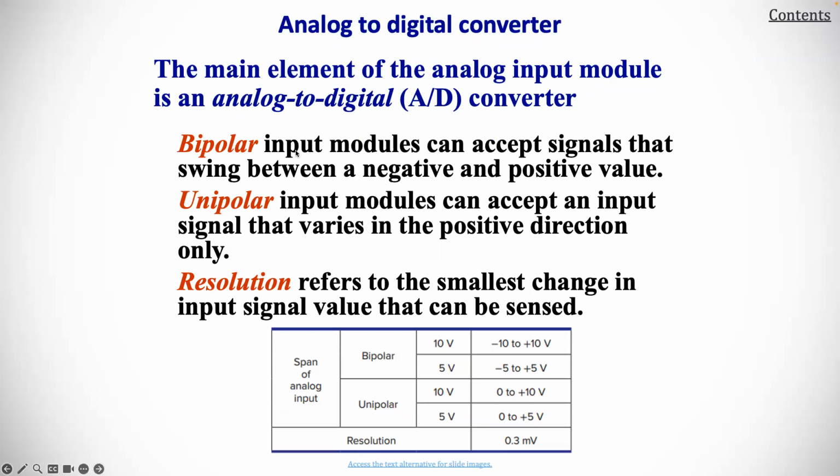Bipolar input modules can accept signals that swing between a negative and positive value. Unipolar input modules can accept an input signal that varies in the positive direction only. And then resolution refers to the smallest change in input signal value that can be sensed.